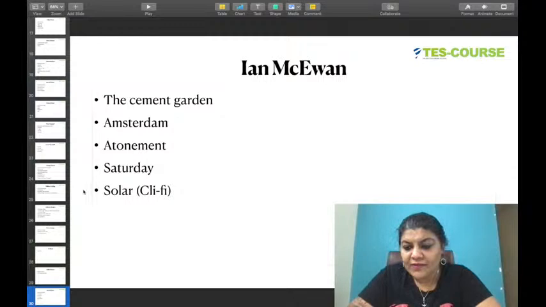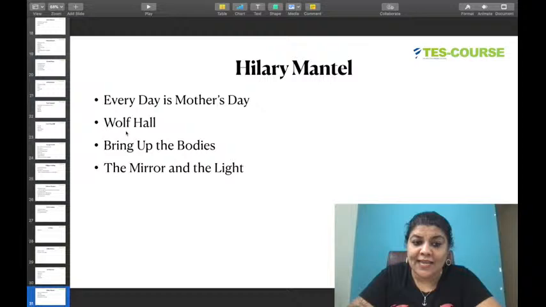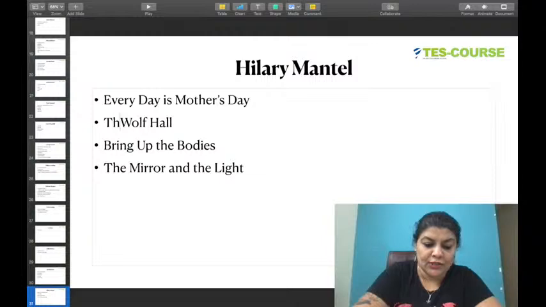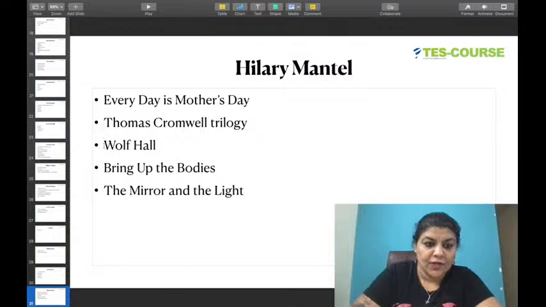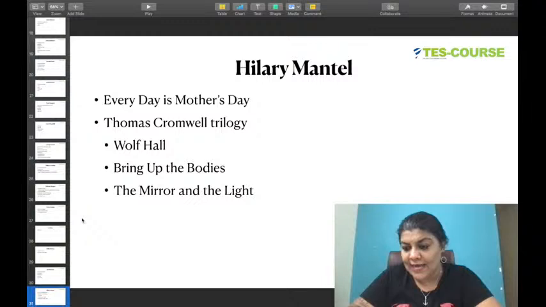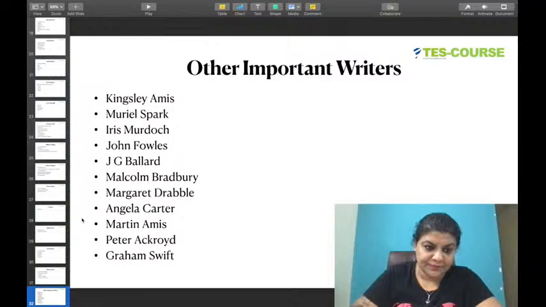So many important authors we are talking about. Hilary Mantel: Every Day is Mother's Day, Wolf Hall and Bring Up the Bodies both got the Booker Prize. These three are called the Thomas Cromwell Trilogy: Wolf Hall, Bring Up the Bodies, The Mirror and the Light. Other important writers: Kingsley Amis, Muriel Spark, Iris Murdoch, John Fowles, J.G. Ballard. All these you should look up, okay?